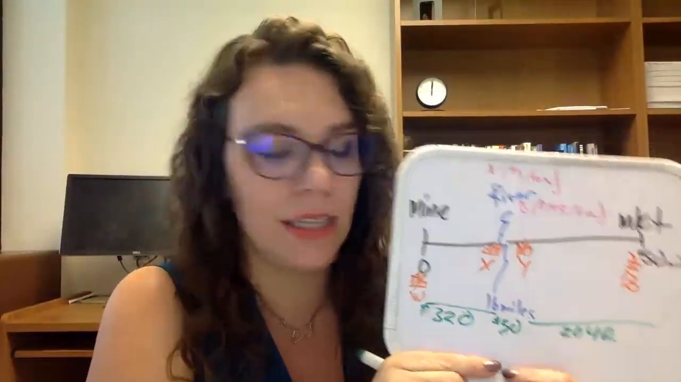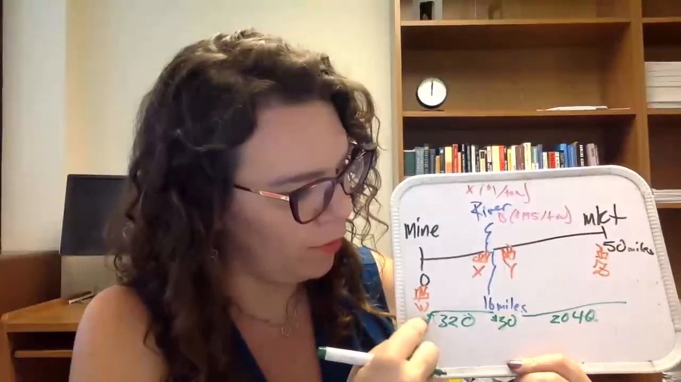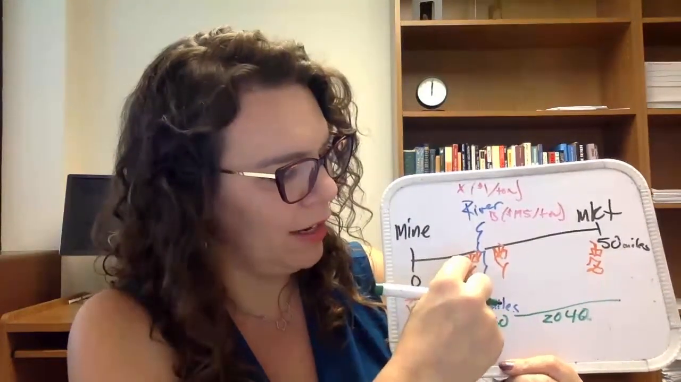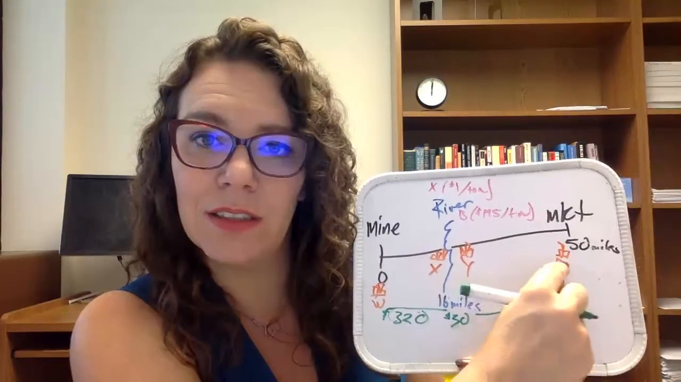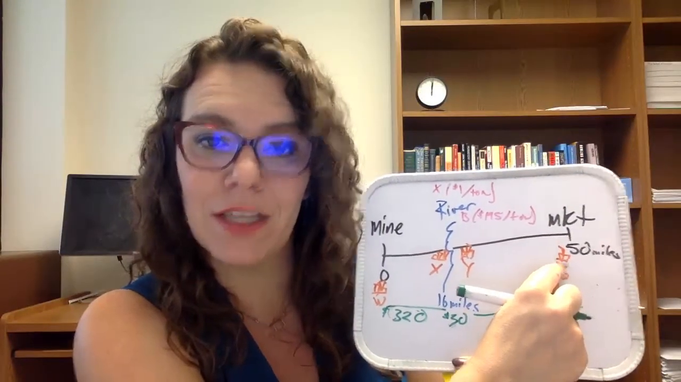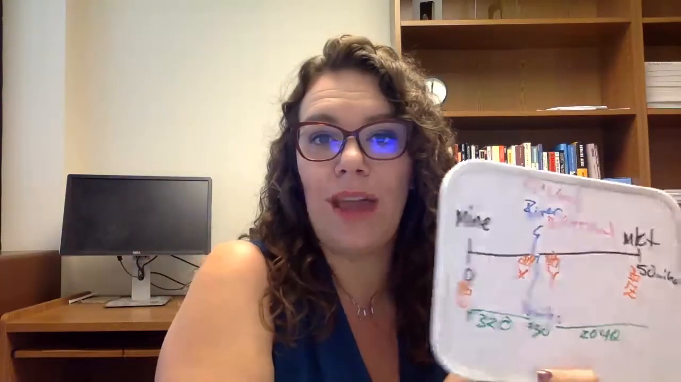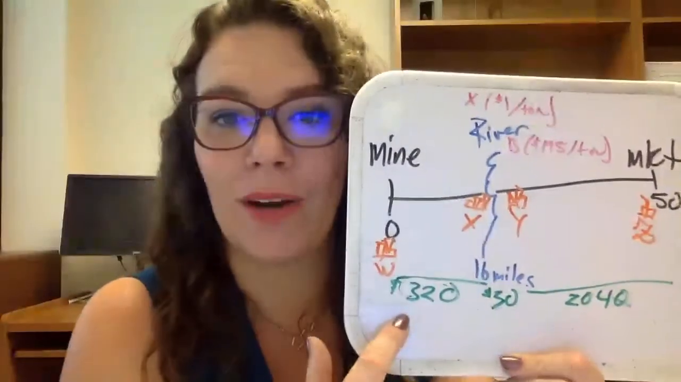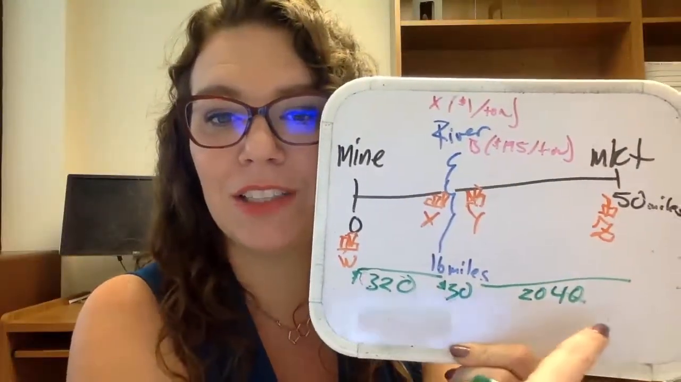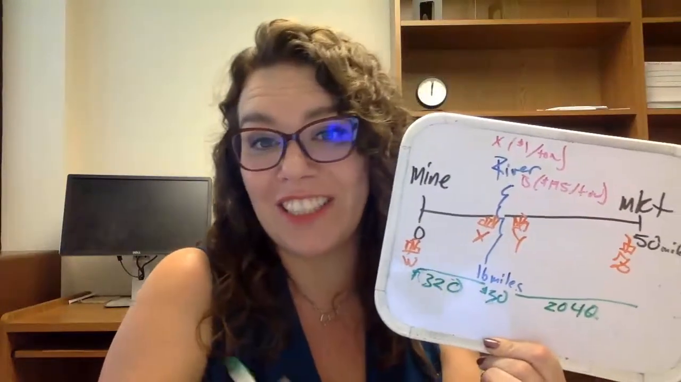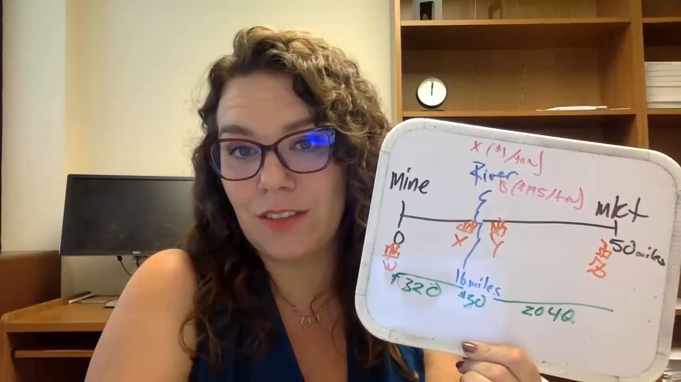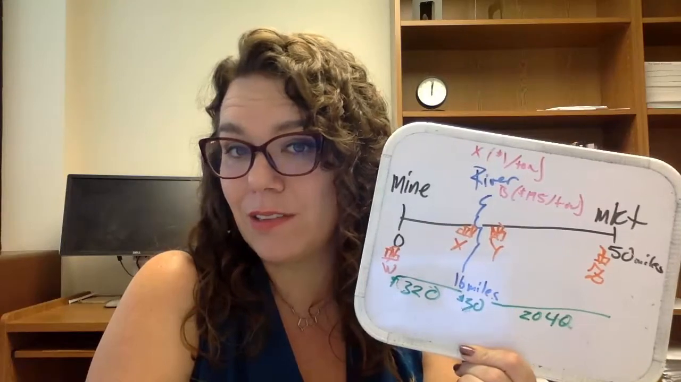Everything else stays the same because now we're transporting B from here to here, and then we make X, and then we transport X from here to the market. So that means now we have a cost of $320 plus $30 plus $2,040, or a total cost of $2,390. So far, so good.